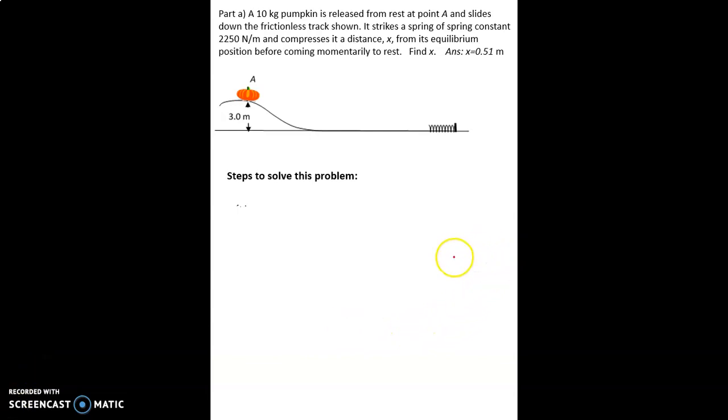In this problem, we're going to be analyzing a pumpkin sliding down a hill and hitting a spring. We're supposed to figure out how much the spring gets compressed. First thing we want to do is lay out the steps that we're going to use to solve this problem.